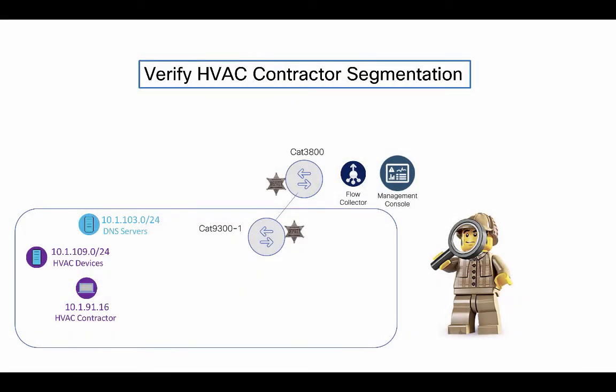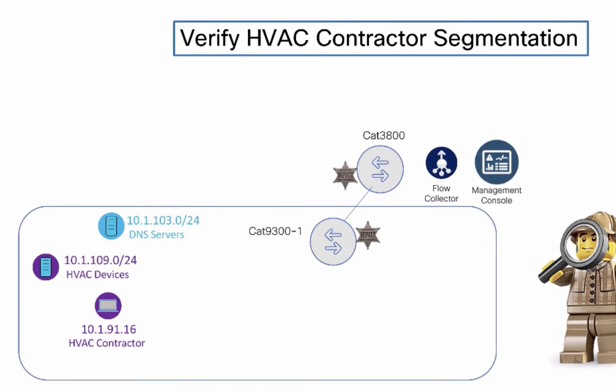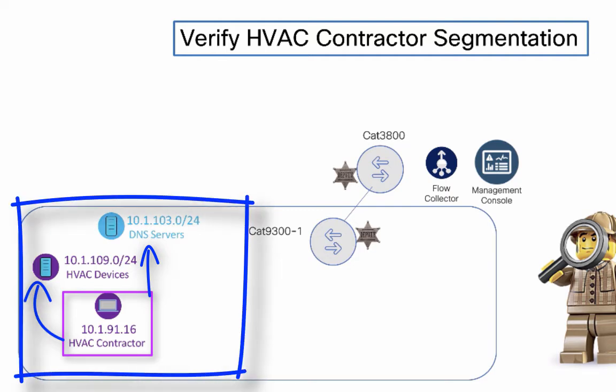Let's say we have a heating, ventilation, and air conditioning contractor. That contractor is going to be in subnet 10.1.91 right here. It's going to be allowed to talk to all of the HVAC devices in our environment in subnet 10.1.109. We're also going to allow it to talk to the corporate DNS servers in 10.101.103. But that's all we're going to have it talk to. Let's look at the policy for this.